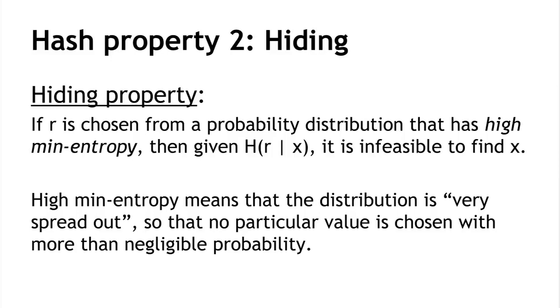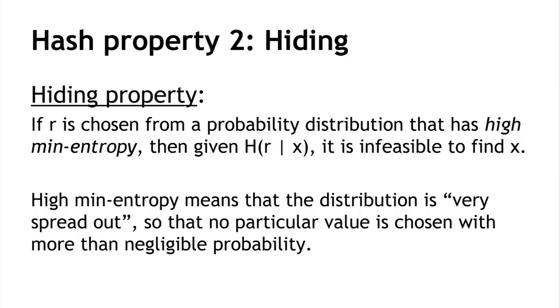And the way we're going to fix this problem with the common value x, like heads and tails, is we're going to take the x and we're going to concatenate it with a value r, which is chosen from a distribution that's really spread out. And so this H of r concatenated with x means take all the bits of r and put after them all the bits of x.